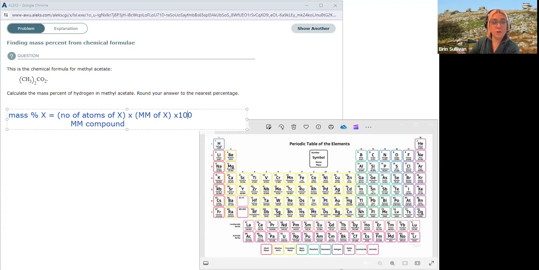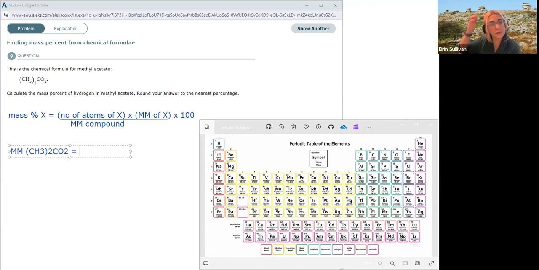So essentially what you're doing is working out the molar mass that is just due to that particular element you're interested in, okay? So don't forget to multiply it by the number of times that atom appears in the chemical formula, and then out of the total molar mass of the compound, how much is due to that one element, okay? So in this case, we've got methyl acetate, and we are asked to calculate the mass percent of hydrogen. So we are going to need the molar mass of the methyl acetate, so CH3 subscript 2, CO2.